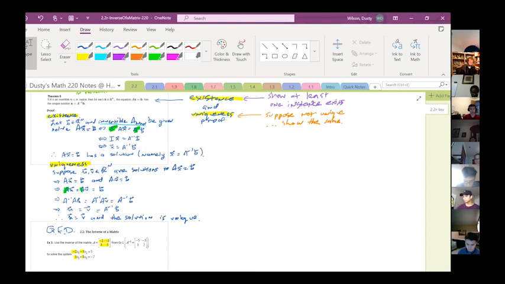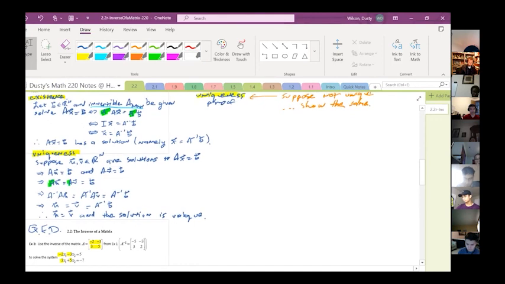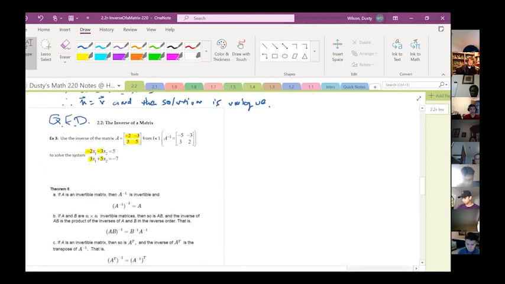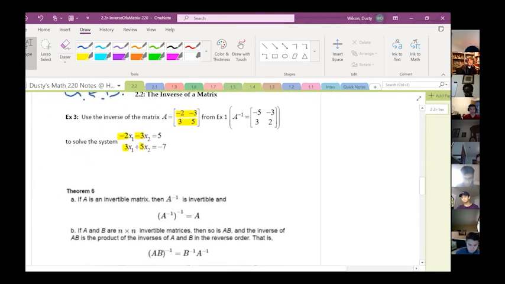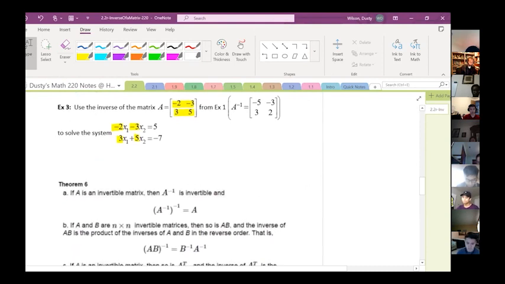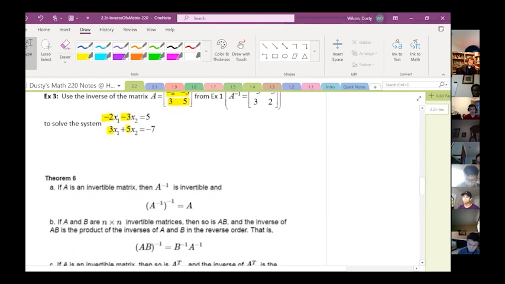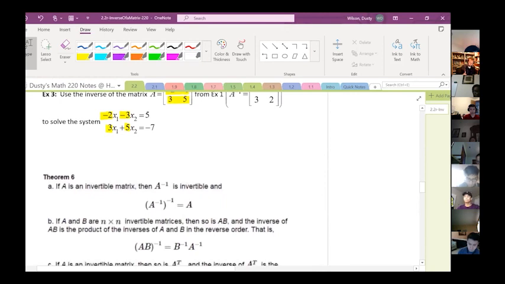Very good. All right, so let's just apply this quickly. If you're trying to solve a system, and here's the system that I'm trying to solve right here, and I want to use this inverse concept.